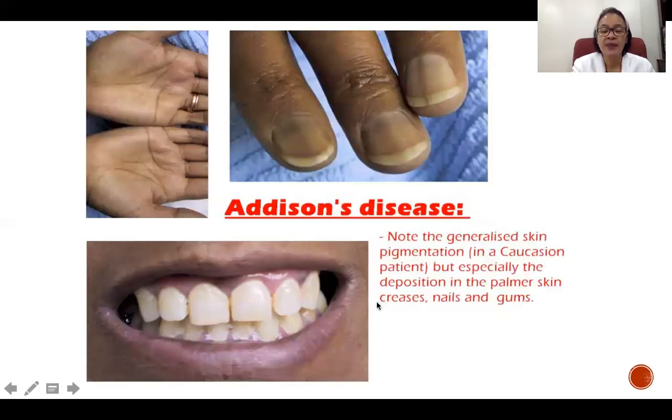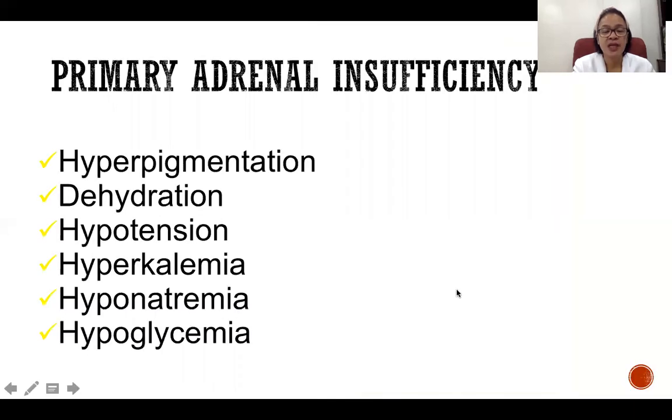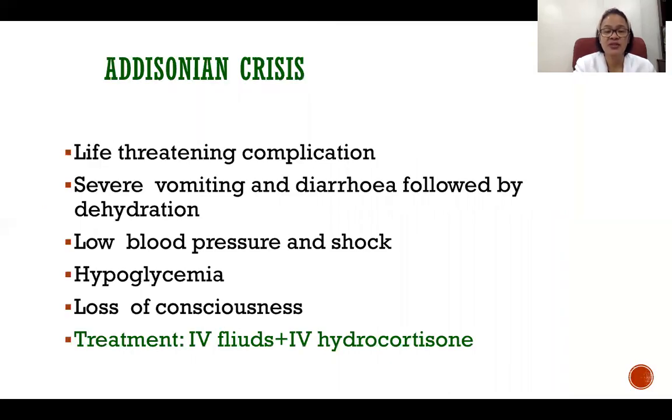So note here the skin pigmentation in this patient, okay, and then you have here this deposition of pigment in the nails, and look at the teeth also of the patient. Okay, this is hyperpigmentation. So these are the manifestations: hyperpigmentation, dehydration, hypotension, hyperkalemia, both hyponatremia and hypoglycemia. So these are the very specific manifestations of patients with primary adrenal insufficiency.